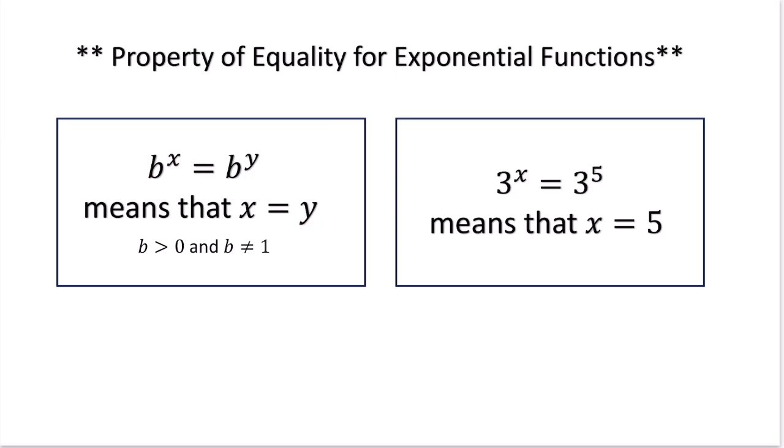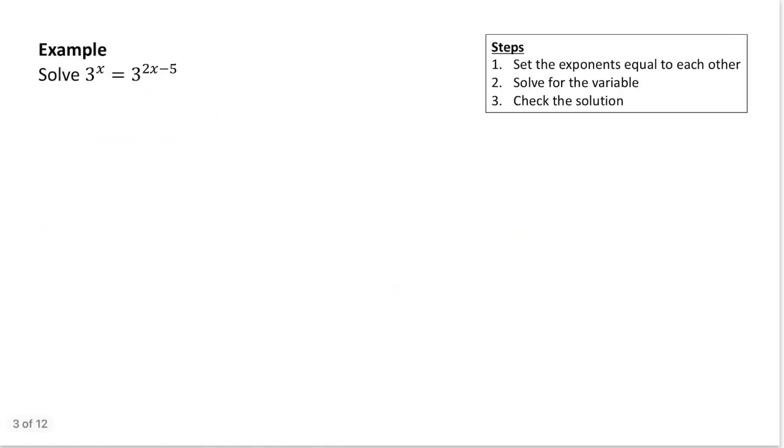You can see here in this problem we have 3 to the x equals 3 to the 5, which has to mean that x equals 5. So let's use that idea to solve this problem given here. We have 3 to the x equals 3 to the 2x minus 5. What that means is we're going to take the exponents, x and 2x minus 5, and set them equal to each other. Now this is just an algebraic equation you can go ahead and solve.